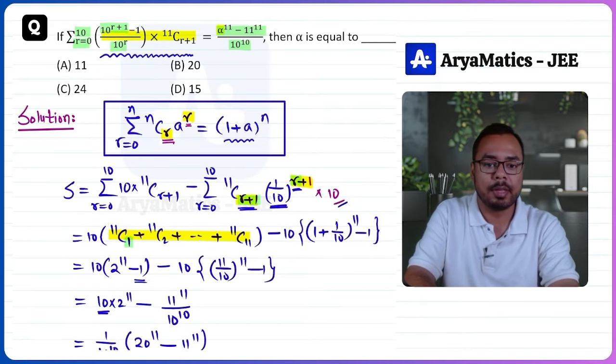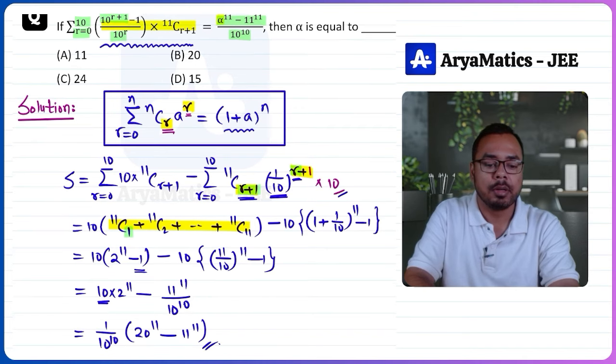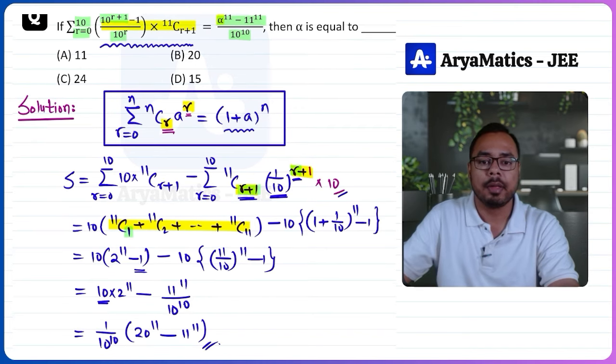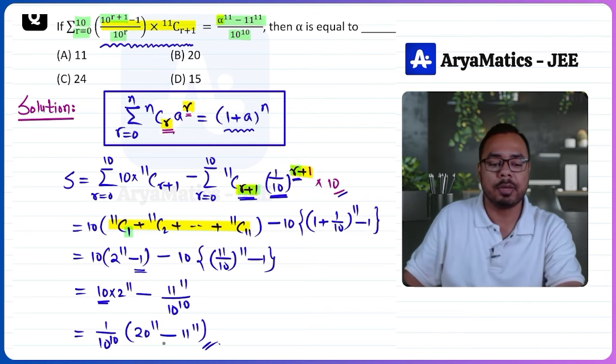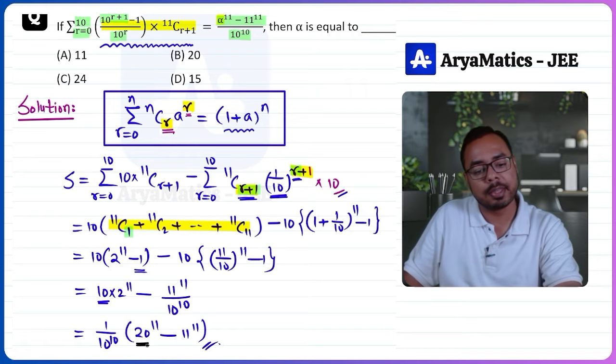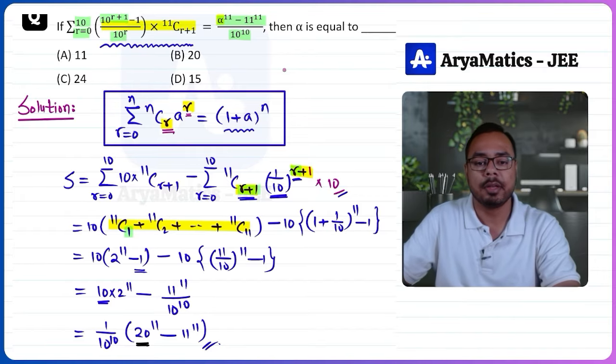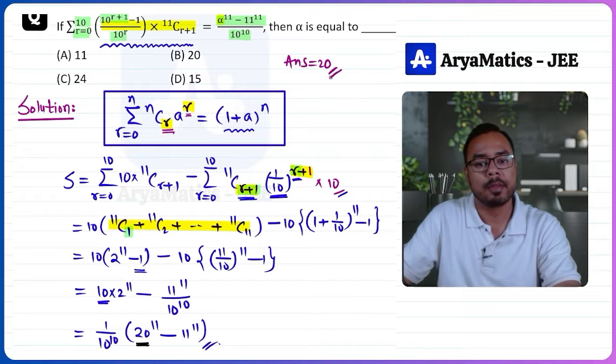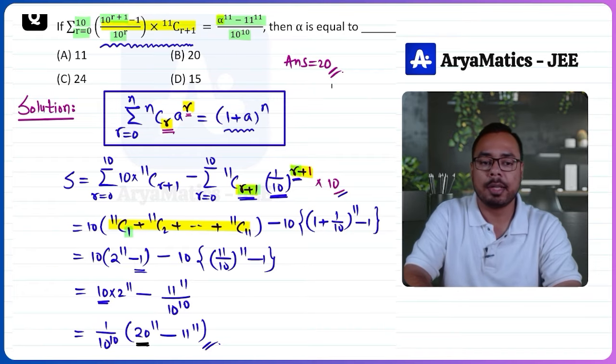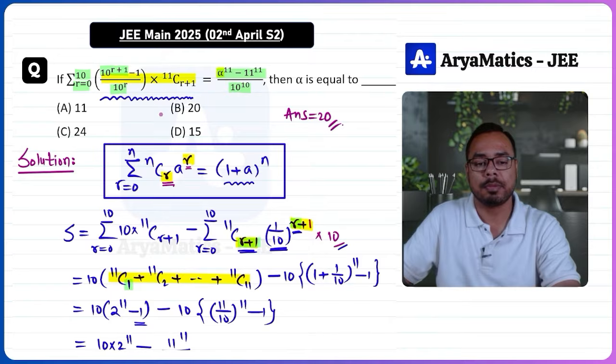Now let us compare with the given expression. This sum is 1 by 10 raised to 10, and then we have alpha raised to 11 minus 11 raised to 11. In place of alpha, clearly you can see that we are getting 20 raised to 11. So that means the value of alpha must be 20, right? So the correct answer for this problem will be the second option.